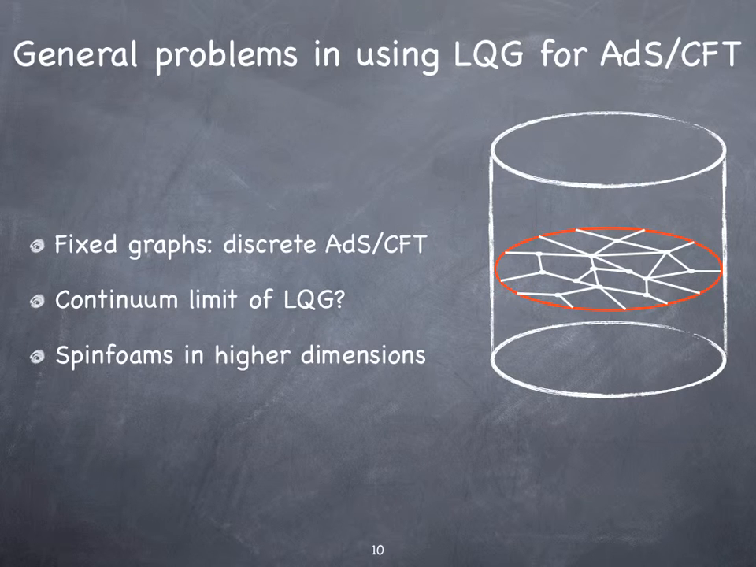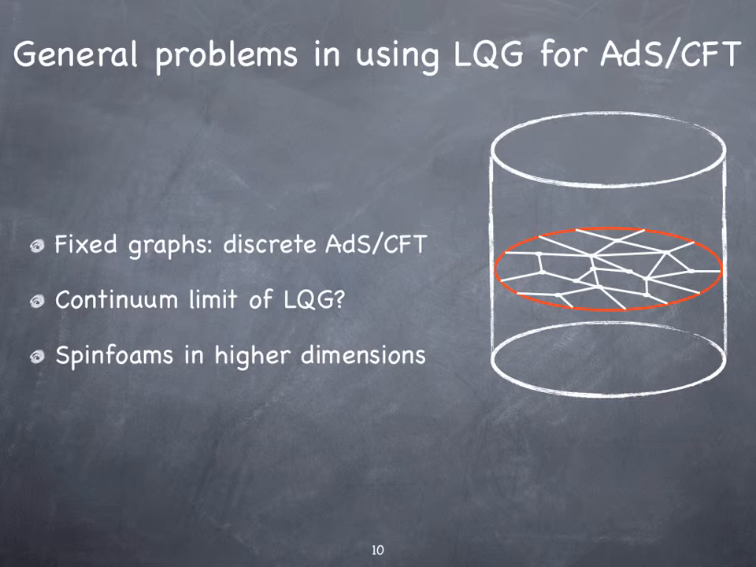Another problem to mention is that loop quantum gravity is mainly used in 3+1 dimensions. It's only a rather recent development that you can go to higher dimensions. This was mainly in the canonical formalism. So in order to apply this to more of the entries that you find in the AdS-CFT dictionaries, we would also need to generalize spin foams to higher dimensions.